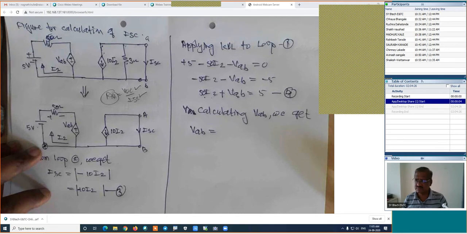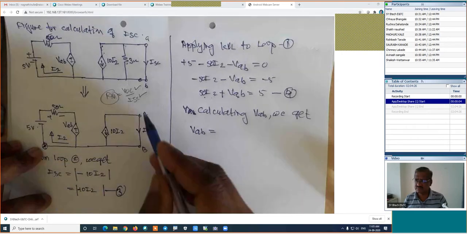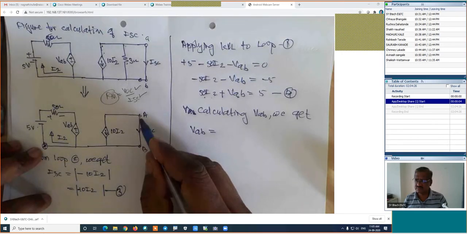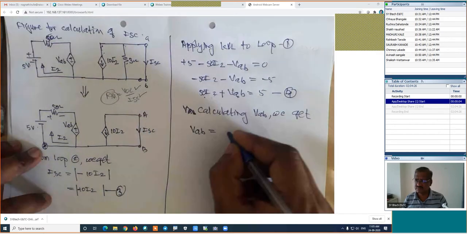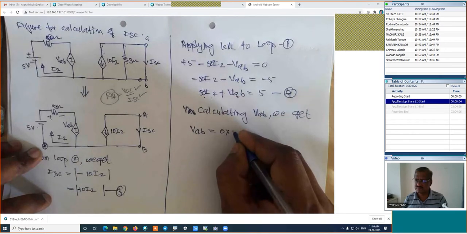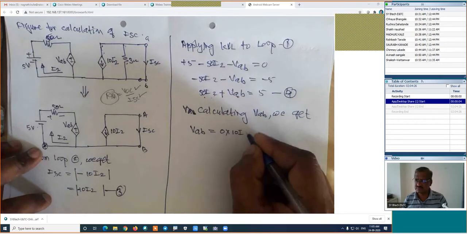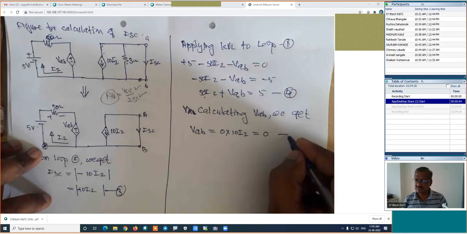Okay, fine. Now here we are finding the VAB. Can anyone answer how much is the value of this VAB? Rishikesh, Avinash, Saurabh. Look here, how much is the resistance between A and B? It is 0, a short circuit. Whatever the current, its voltage will be 0. 0 into anything, 10 I2, is equal to 0. That is equation number 5.